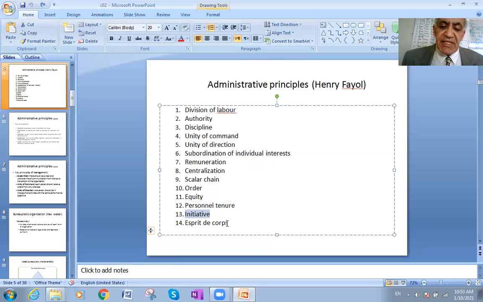Esprit de corps is a French expression, because Henry Fayol was French. It means working as a team, with the spirit of a group. We are all one, all in one. We are working as a team. We all love each other, like each other, respect each other. We all have only one task: to achieve our goals. This was about Henry Fayol, the second very important scientist in the classical school of management.